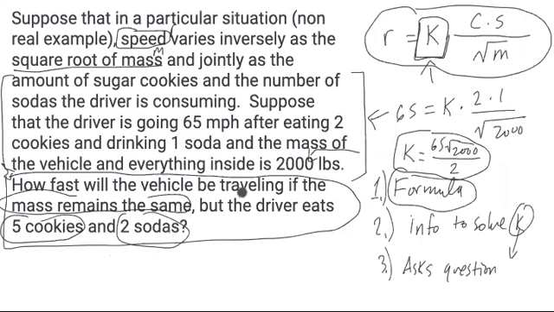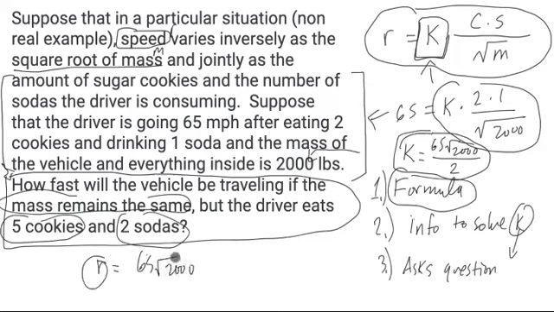So how fast will the vehicle be traveling if the mass remains the same, but the drivers eat 5 cookies and 2 sodas? So here, basically, we have all the information to know R. We want to solve for R. That's the one unknown, but we have everything else. We have the constant, which is right here. We just plug that in. Oh, it's right here. K, okay. So it's right there: 65 square root of 2000 all over 2. And then we're multiplying, so that's the constant, that's what K is.